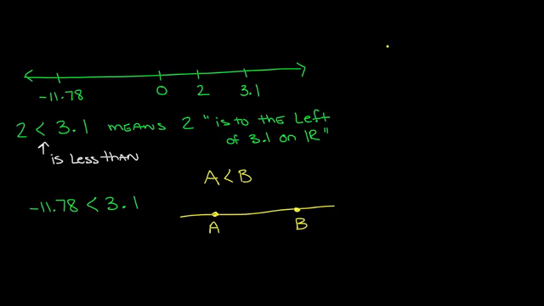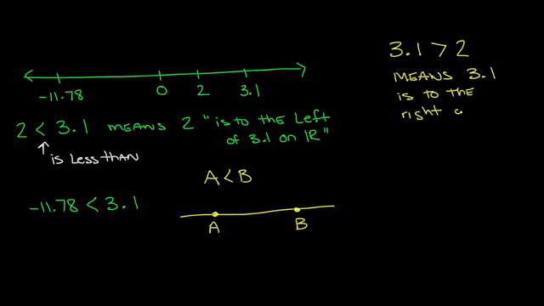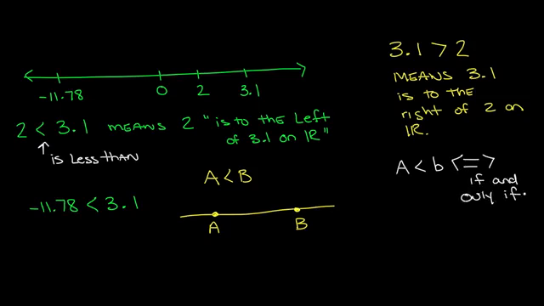When we write something like 3.1 is greater than 2, this just means 3.1 is to the right of 2 on the real number line, which is true. In fact, A less than B is true if and only if, so this is a fun little mathematical symbol for if and only if, B is greater than A. Okay, so we've really figured out what less than means and what greater than means.